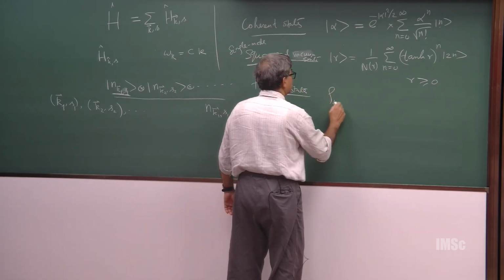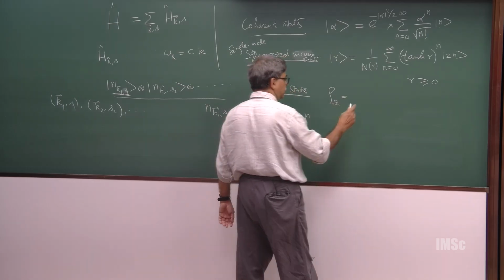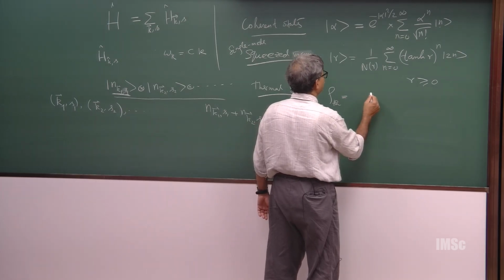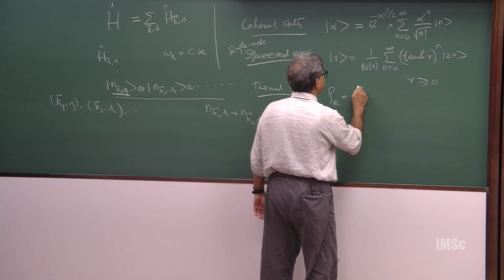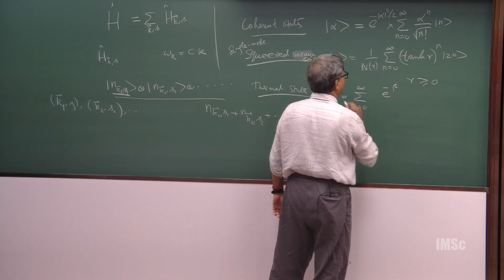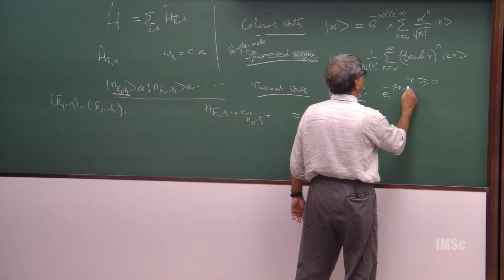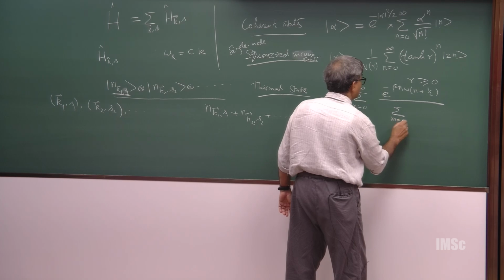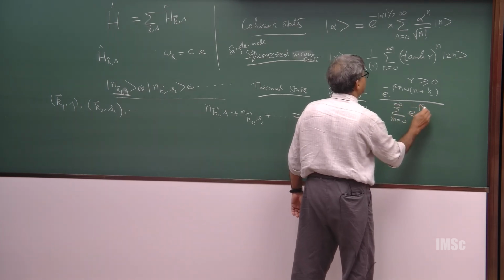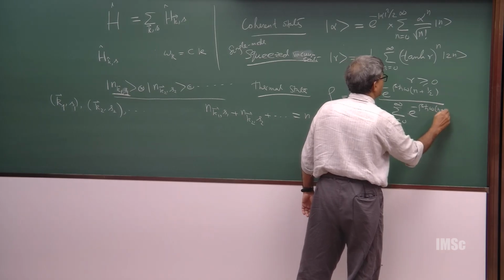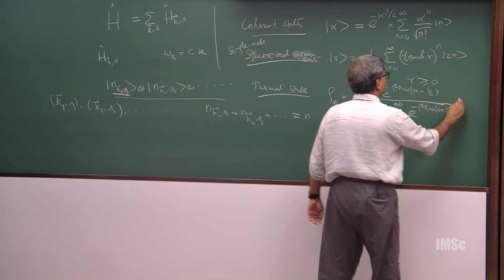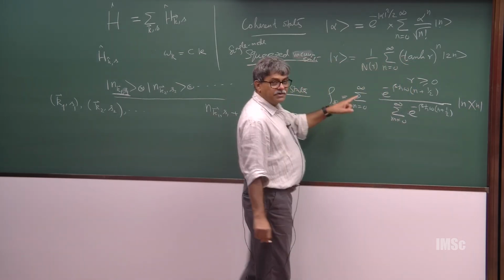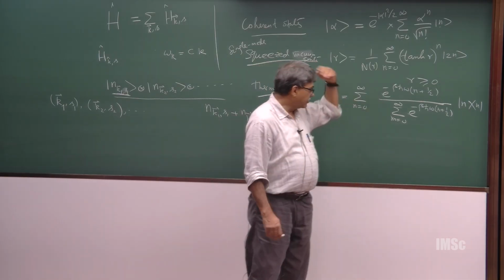Which is like rho thermal, the thermal distribution of the harmonic oscillator. So, it will be the sum over n equal to 0 to infinity of e to the power minus beta h cross omega (n plus half), divided by the sum over m equal to 0 to infinity of e to the power minus beta h cross omega (m plus half), times |n><n|. So, this is a mixed state. Beta is the inverse temperature and omega is the frequency.